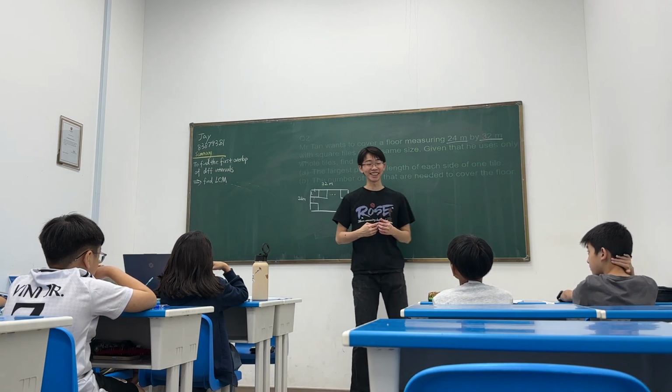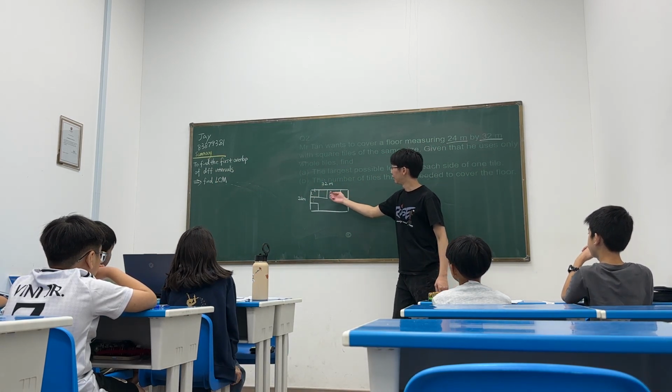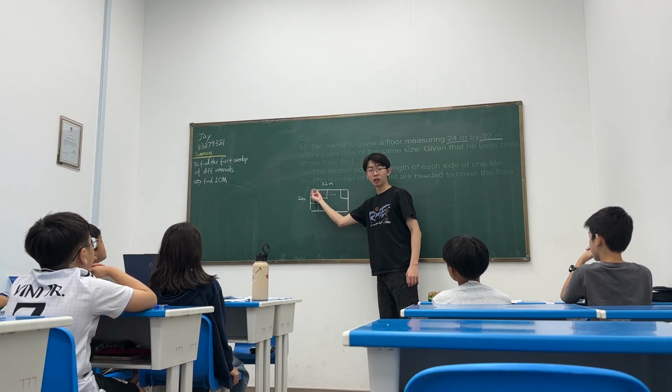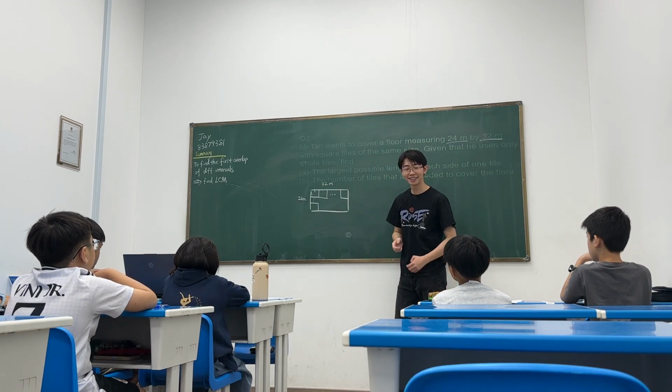Okay, let's take a look at this together. You see, for this horizontal line, there are some number of tiles. Now, each tile's length is L. So L times the number of tiles should give us what number? Why?